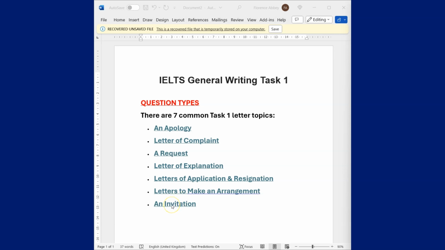And the last one is a letter of invitation, and this time you are trying to invite somebody, either to your party or to whatever thing you are doing. It might be a job where you are organizing a program and you want to invite other people to it. So these are the 7 question types that you might get in your test. But remember, you only get one of them on the test day.